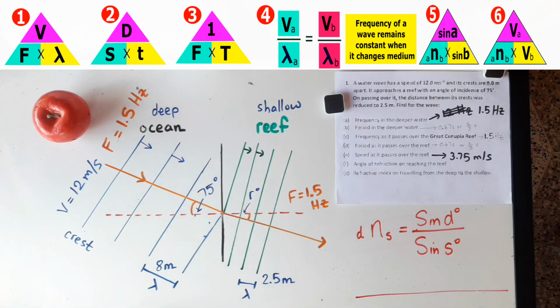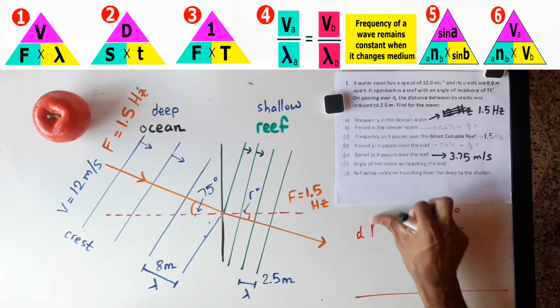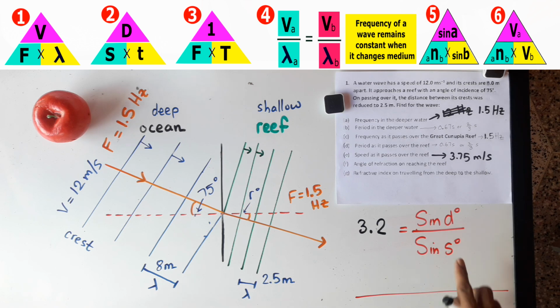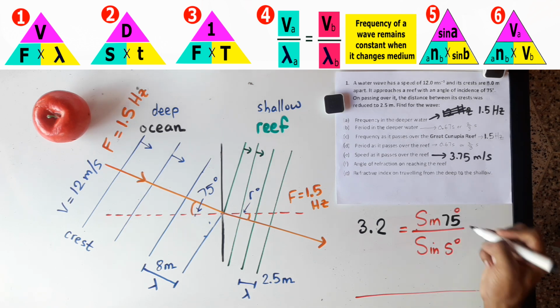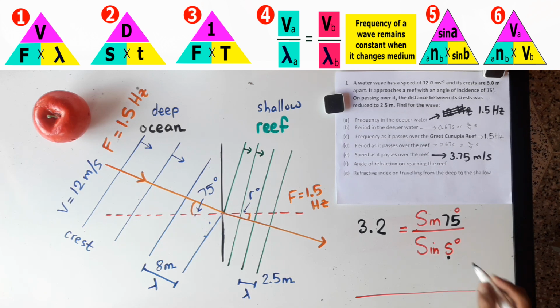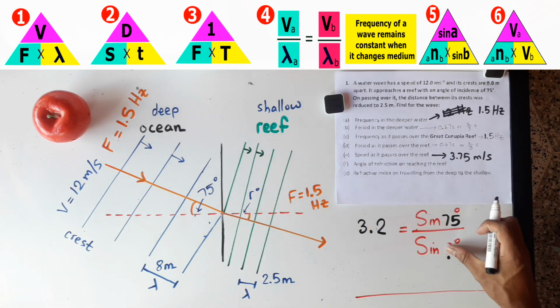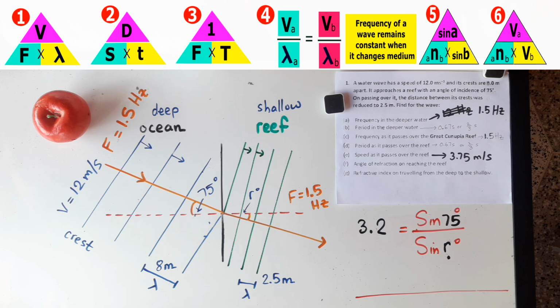Let's plug in what values we have. The refractive index from the deep to the shallow, remember we just got it as what? 3.2. The angle in the deep region is supposed to be 75. And we are trying to find the angle in the shallow region. That's this guy here where the R is pointing to, right? So the angle in the shallow region, we're just calling it angle R. R could be for the angle of refraction or R for reef.